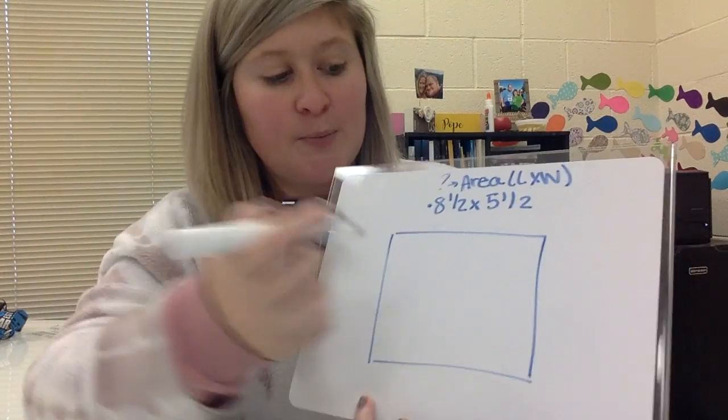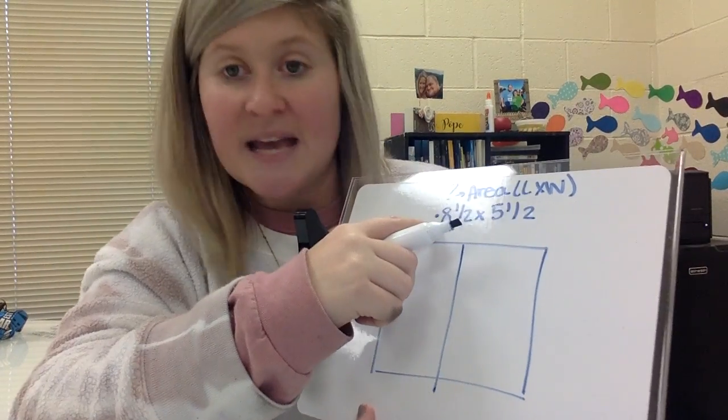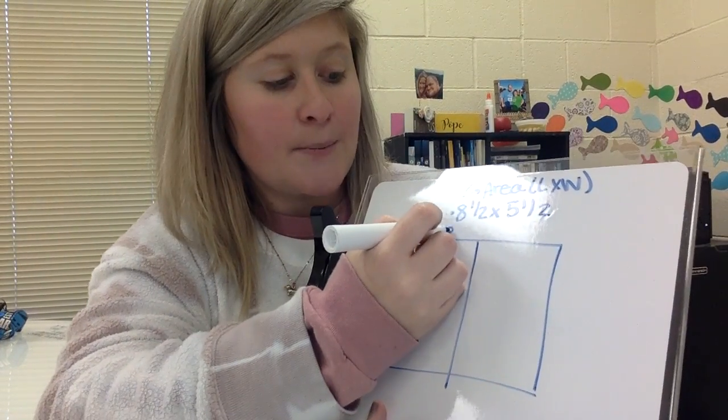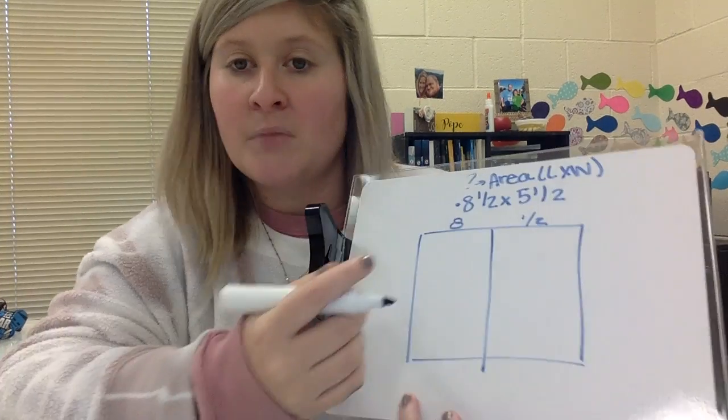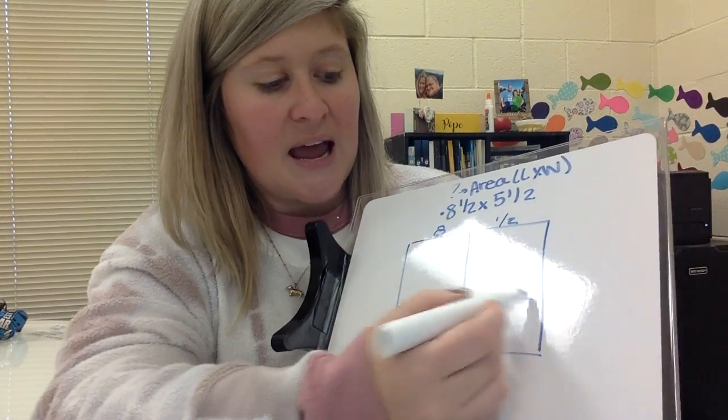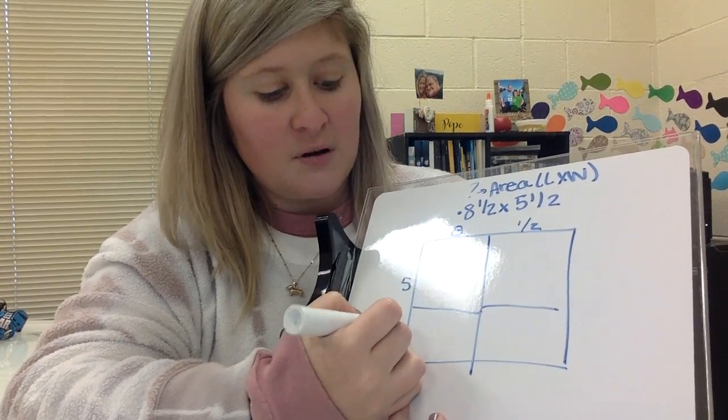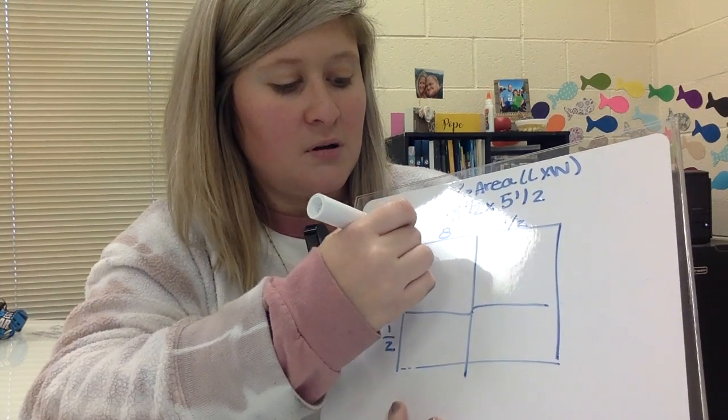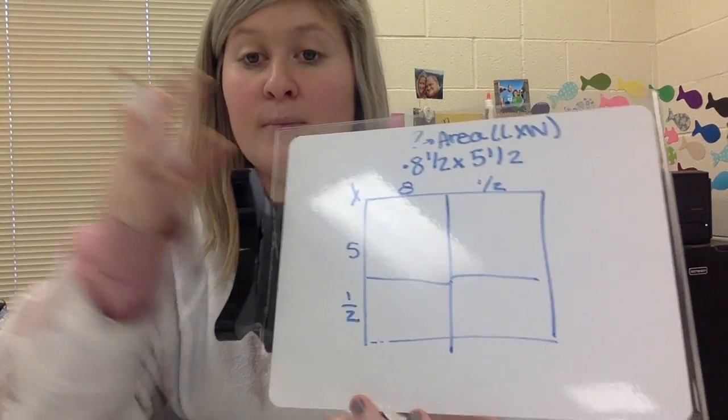Okay, I'm going to split it in 2 pieces and I'm going to write 8, then 1/2 because we're separating them out by their values. On the other side, I'm going to split it in half. I'm going to write 5 and 1/2. So now we know we're multiplying these two numbers together.